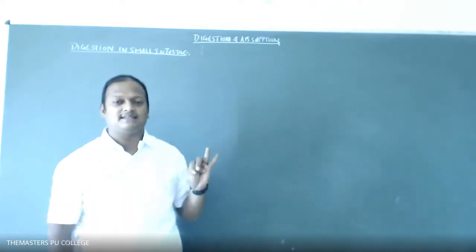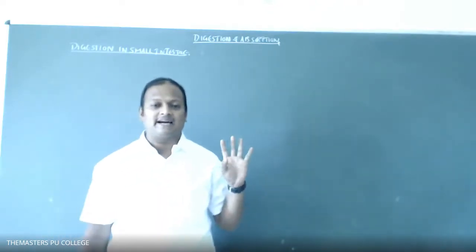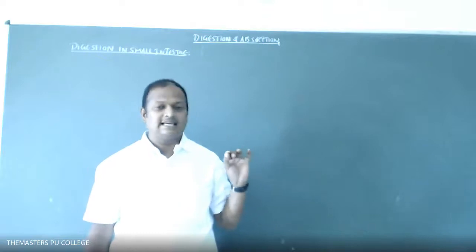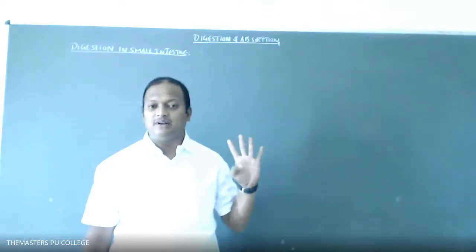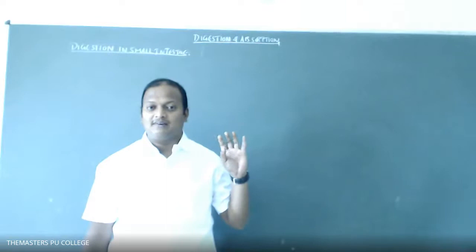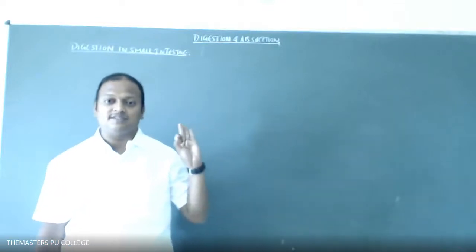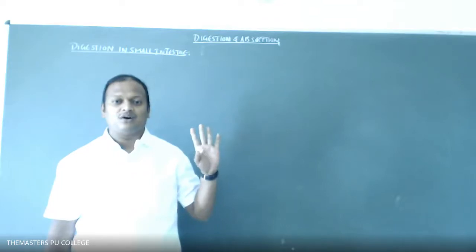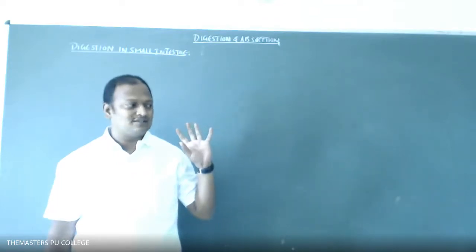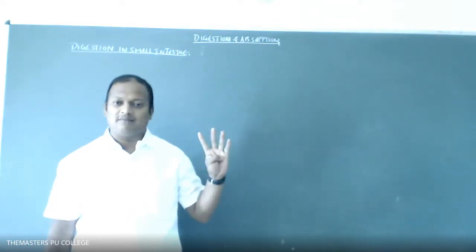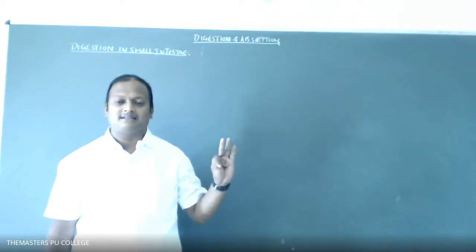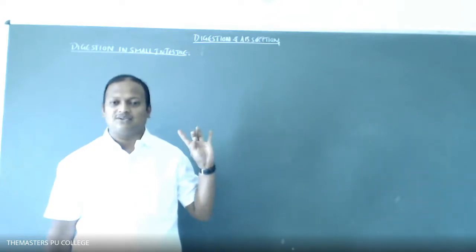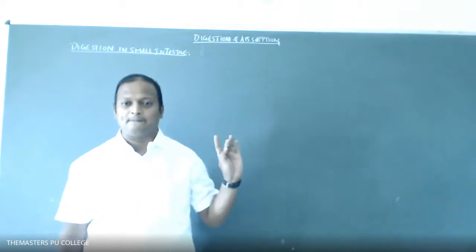Clear, students? So where does the final digestion process occur? In the part of duodenum. Why in the duodenum only does final digestion take place? Because the duodenum receives all the digestive secretions from liver, pancreas, and whatever secretions are released from the duodenum. Clear, students? That point you need to remember.